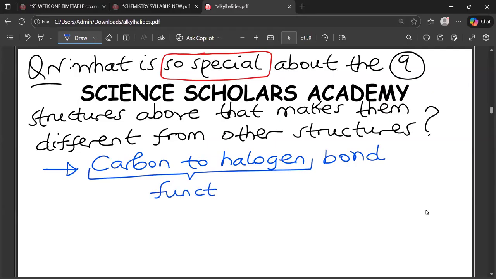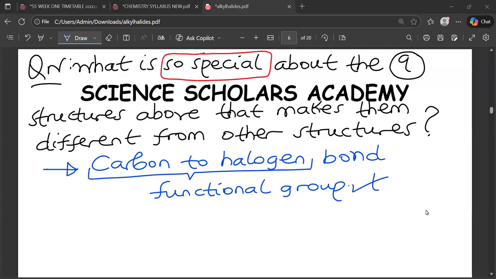That means Acrod has been following the classes well, because I told you that the functional group is that special thing about a certain homologous series that other homologous series don't have. So because it is special about them, it's the only thing homologous series brag about, because it determines their chemical properties, and chemical properties make them different from others. You understand? So carbon to halogen bond is what is so special, and it is the functional group generally.